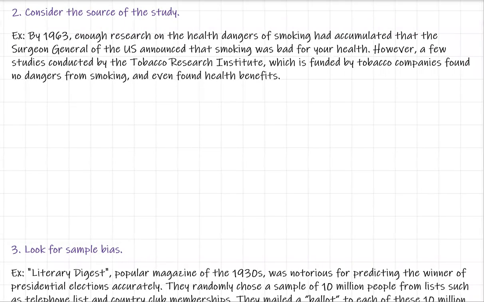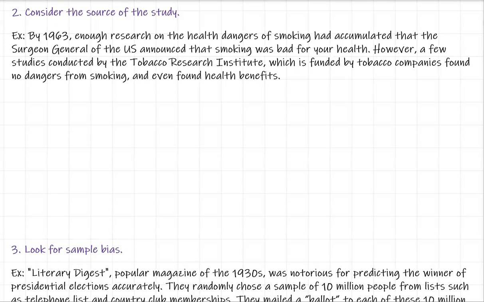Okay, let's go ahead and now look at our second guideline. We want to consider the source of the study. This is one of the important ones, okay? Let's look at the example to see what we mean by why we should consider the source. By 1963, enough research on the health dangers of smoking had accumulated that the Surgeon General of the United States announced that smoking was bad for your health. However, a few studies conducted by the Tobacco Research Institute, which is funded by tobacco companies, found no dangers from smoking and even found health benefits.